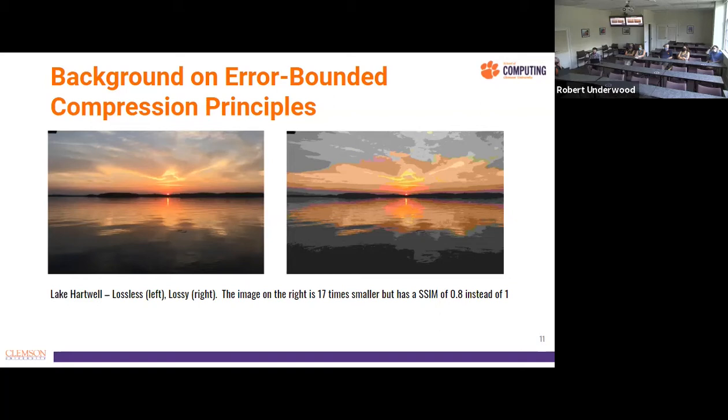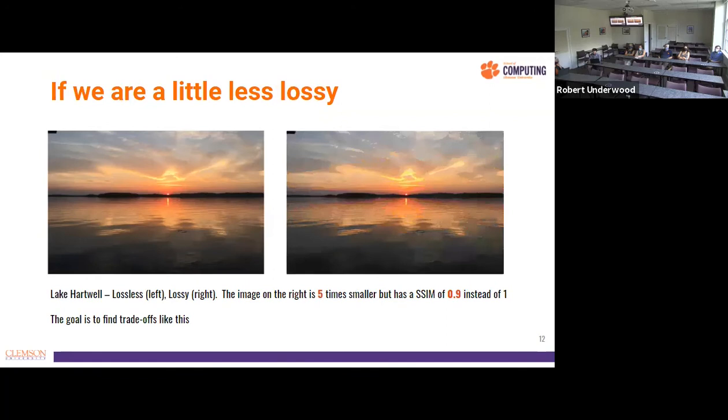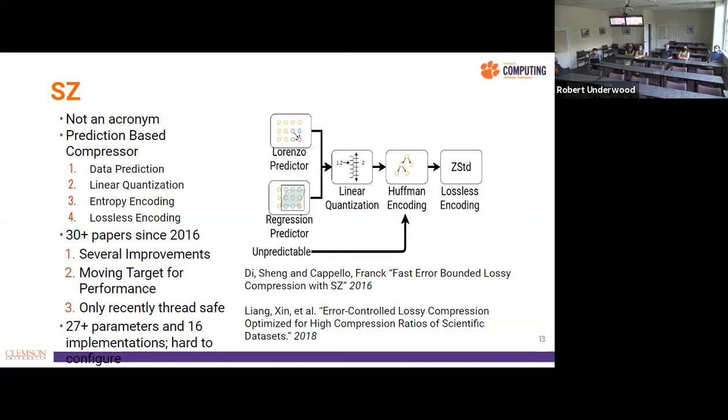But if we look at quality metrics that scientists use to understand how well information is preserved, it actually does quite poorly on this particular metric. What we'd like to do instead is get a quality which is above some acceptable threshold, for in this case, 0.9, but we're still getting something that's 5 times smaller than what the losslessly compressed data buffer is. We want to find trade-offs that give us both good quality and good compression.